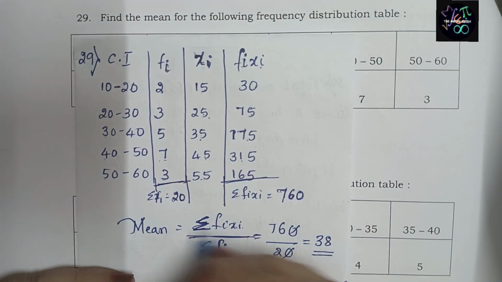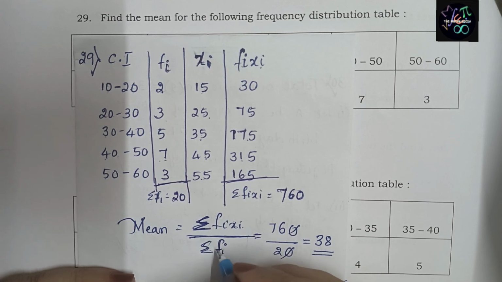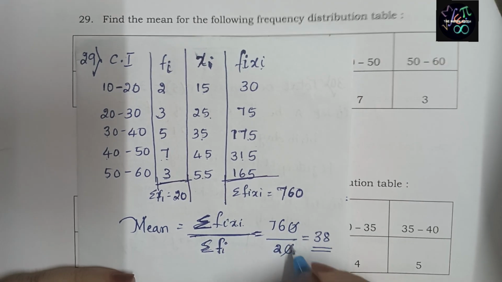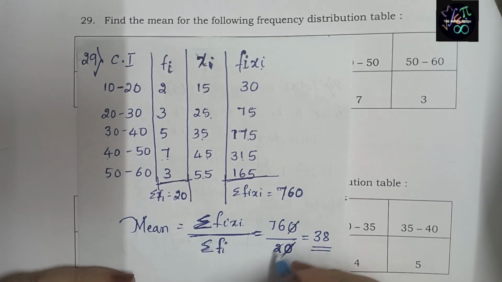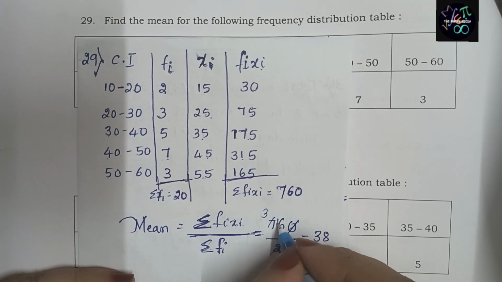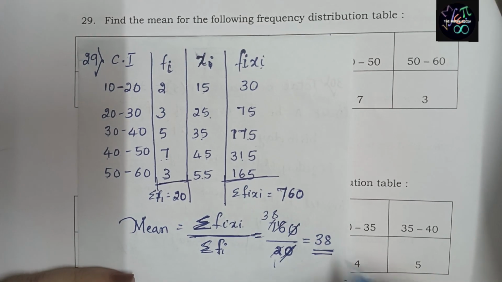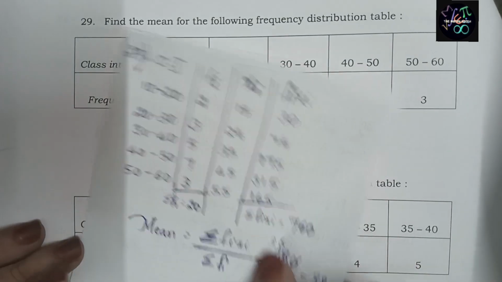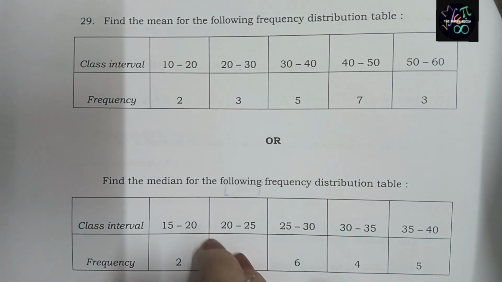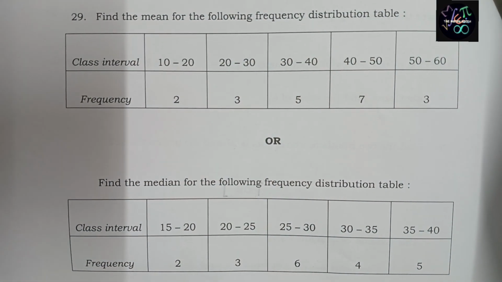Then the mean formula, sigma Fi Xi upon sigma Fi, is equal to 760 upon 20. The 0s get cancelled. 2 threes are 6, 2 ones are 2, so the answer is 38. But here we have an OR option, one more: they have told us to find the median. So let us find the median.